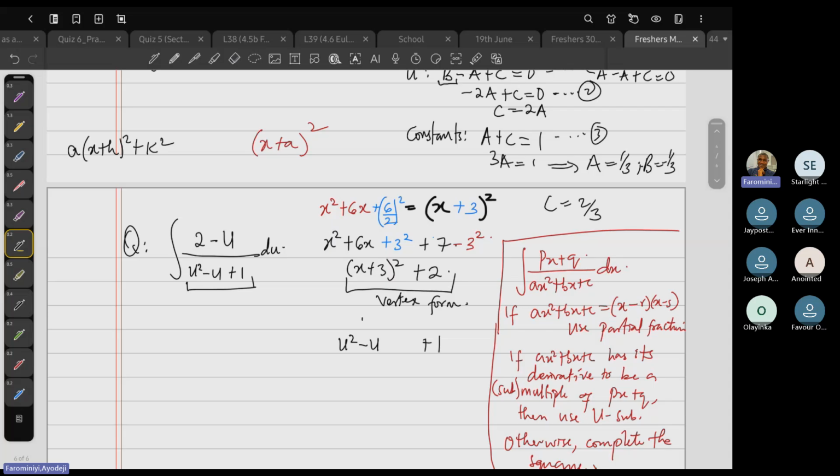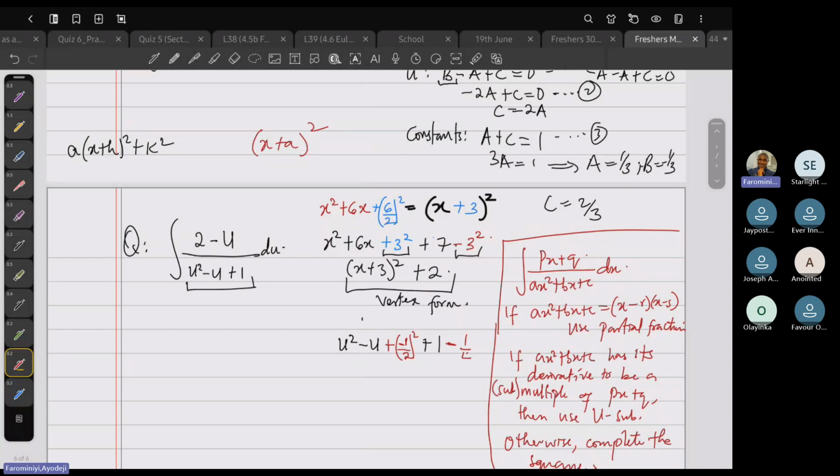Then, just like I added 3 squared and subtracted 3 squared, what do I need to add here? It is the square of half of the coefficient of u. The coefficient of u in this case is -1. So half of it is -1/2. Then you square that. Whatever you have added, you must subtract. So we added 1/4, we subtract 1/4.